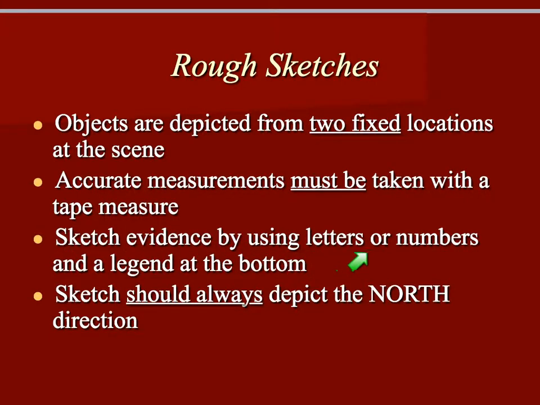Sketch evidence using letters or numbers and a legend at the bottom, just showing where each item is. And sketches always depict north. That's why you need a compass reading to make sure you know where north is.